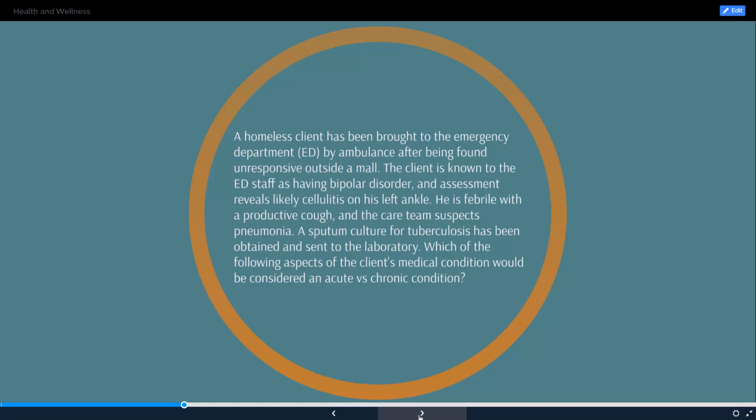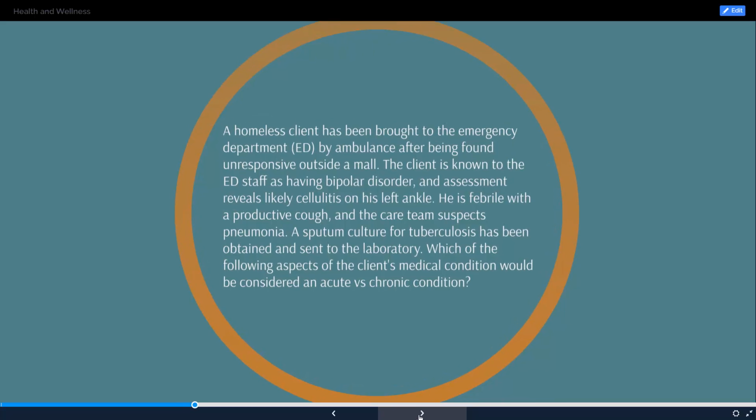So if you're looking at this, the chronic would be the bipolar disorder, right? And then we see that there's an assessment that reveals cellulitis, which would be more acute, and that's characterized by his being febrile, and then he has a productive cough, and they suspect pneumonia. So the bipolar would be the chronic, the acute would be the cellulitis and the pneumonia that has been diagnosed. And then if that TB comes back, that would be considered more of a chronic because tuberculosis goes into remission and then there could be exacerbations.